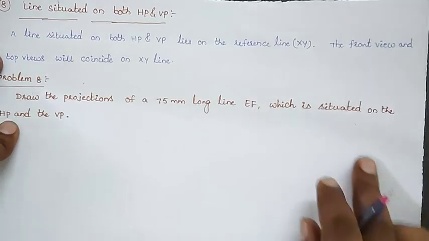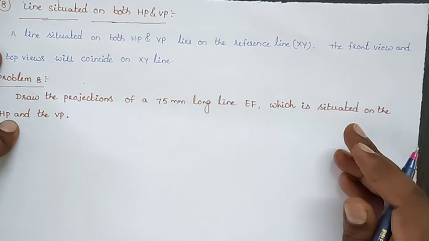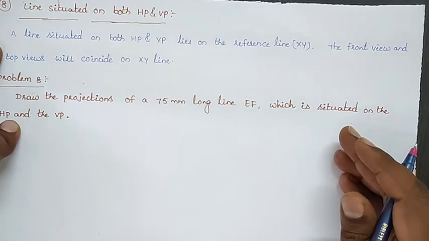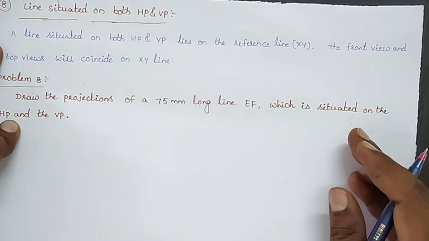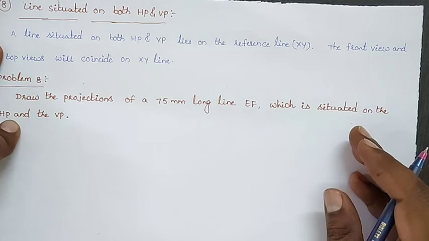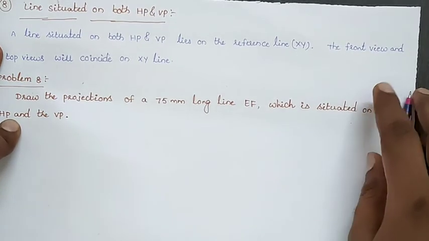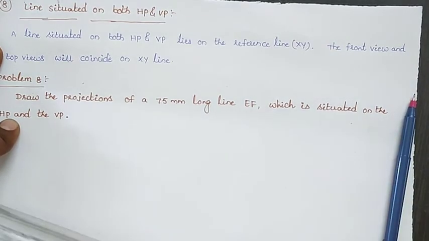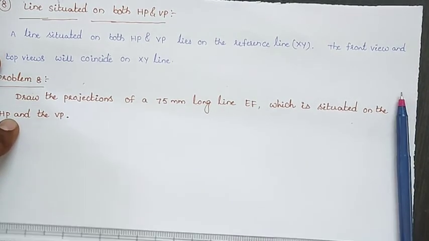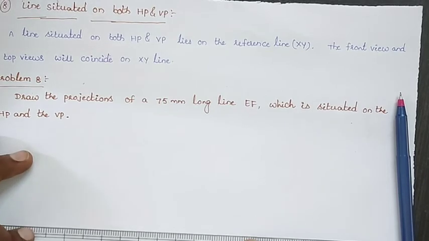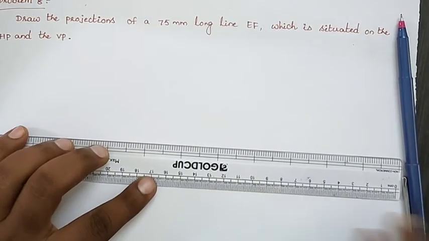Whenever a line is situated on both HP and VP, that means on the reference line, both the projections, the front view and top view, we will obtain on the reference line. For drawing the projections in this case, they are giving a problem: draw the projections of a line 75 mm, the true length of the line is 75, which is situated on both HP and VP. So we will draw the projections.